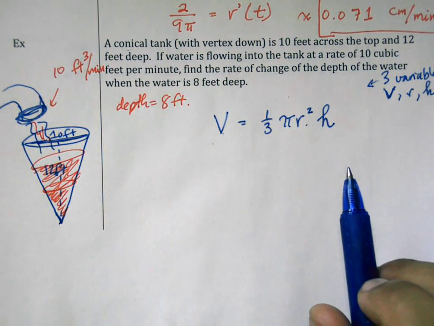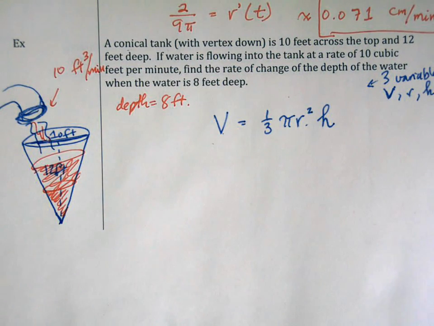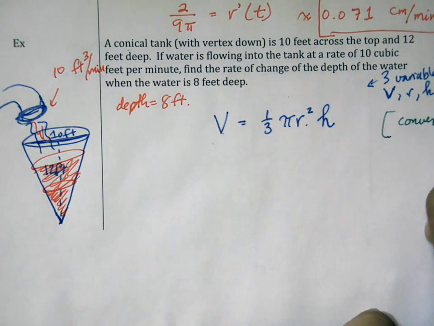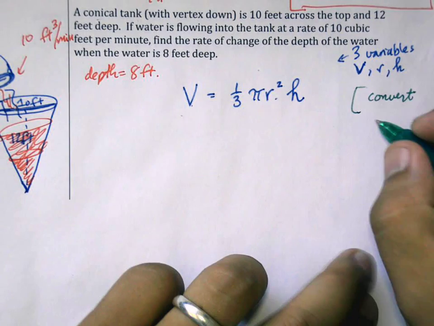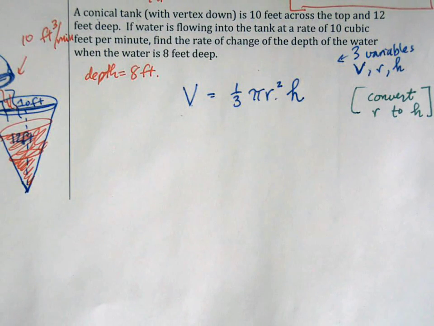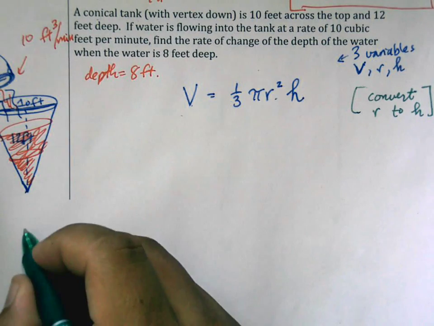So I'm going to solve this problem the right way, and then I'll go back and show you why the other method leads us to some very difficult issues. The trick here is to convert R to H. In other words, we're going to reduce the number of variables that we have to work with. In some cases, you might have enough information to keep all three variables. In this case, you don't, and it's simpler if you can reduce it to two variables.